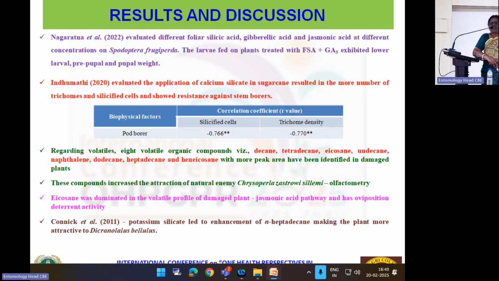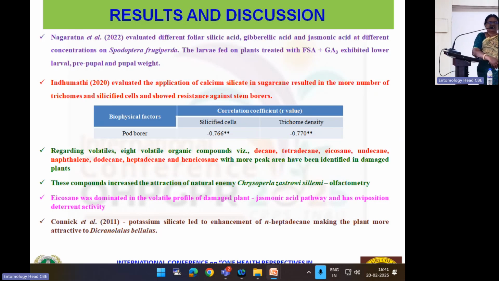And we have also calculated the correlation coefficient and the R value between the biophysical factors, silicified cells, trichome density, and pod borer incidence. The R value was found to be significant and negatively correlated with the incidence of pod borer. That is, biophysical factors and the pod borer incidence were negatively correlated.